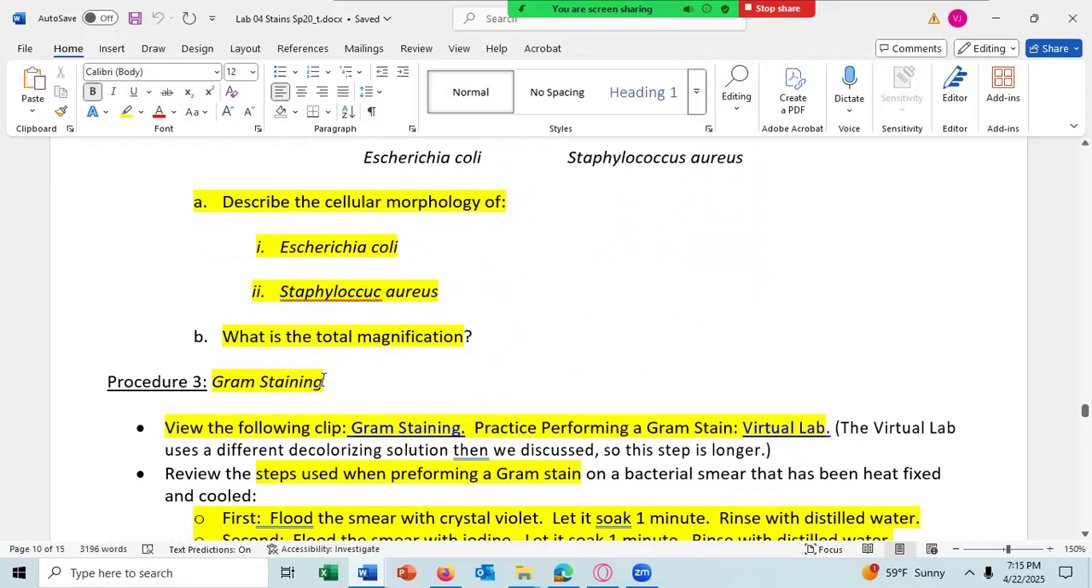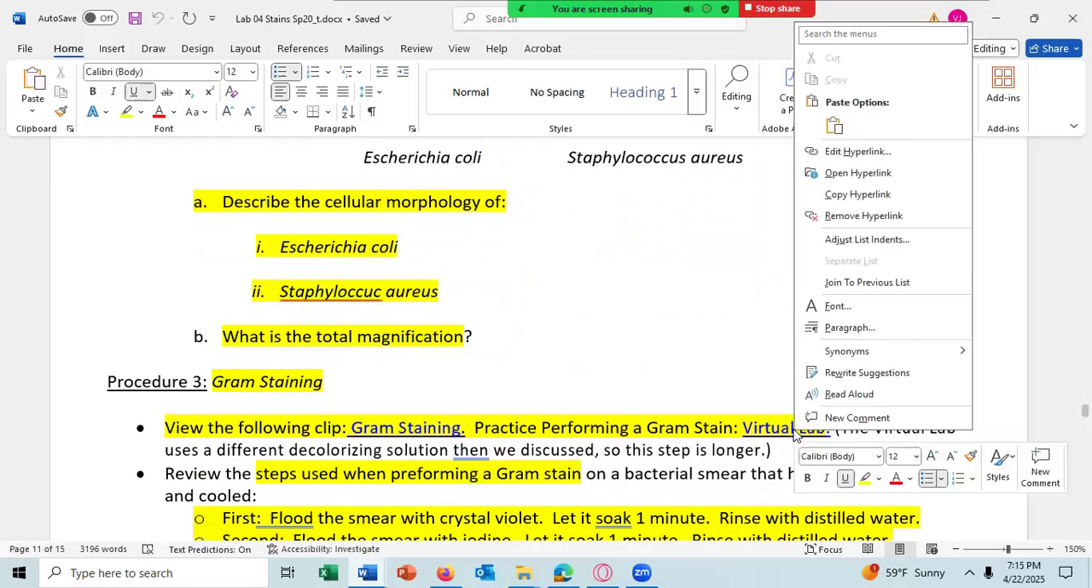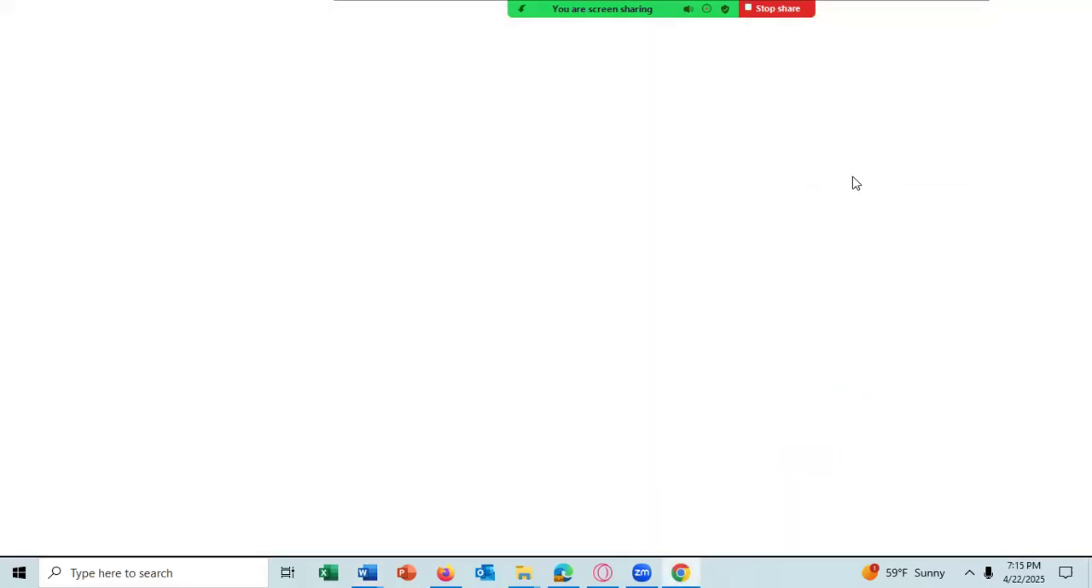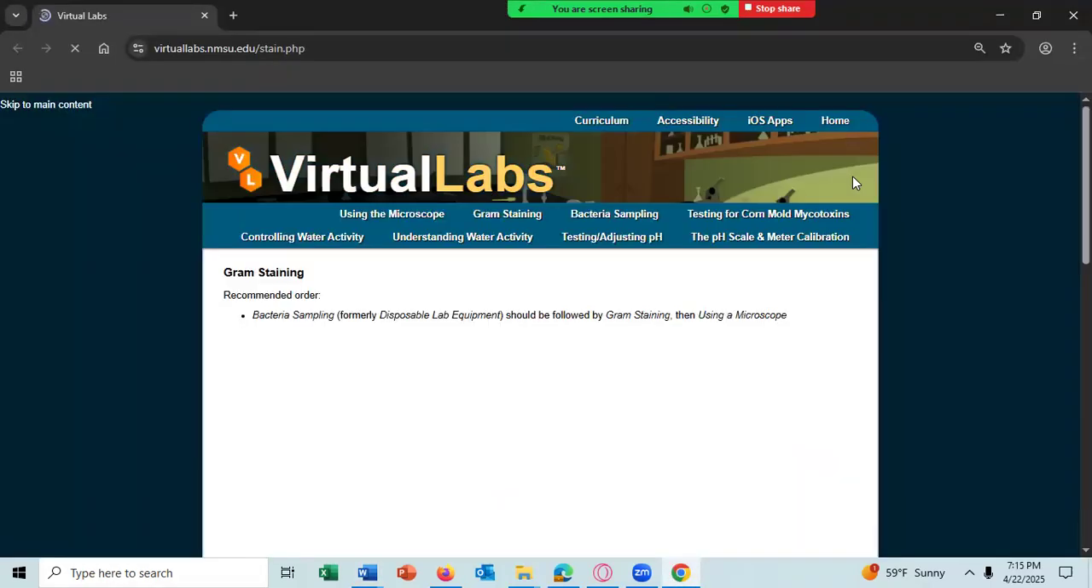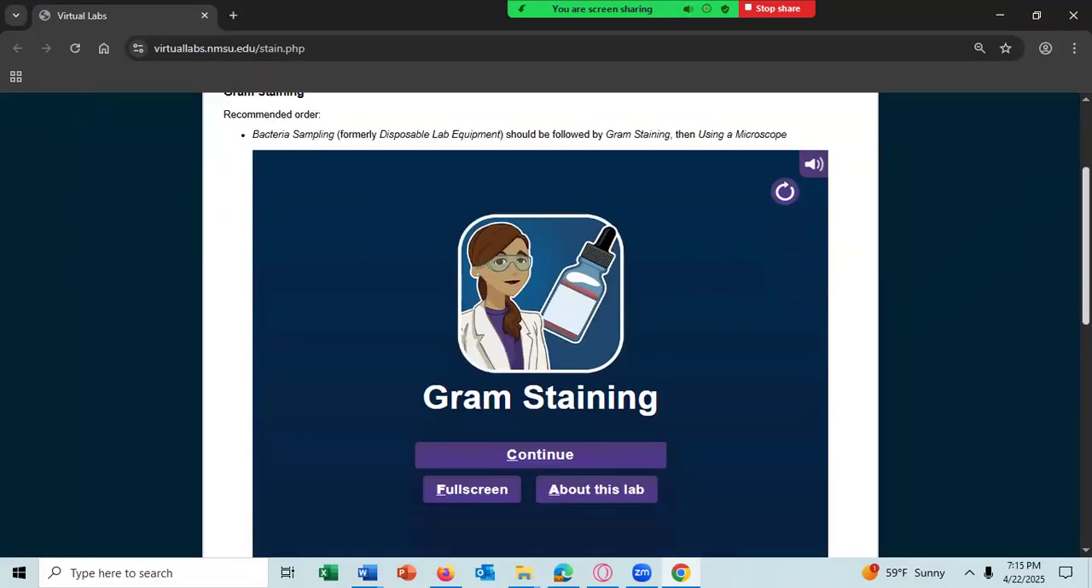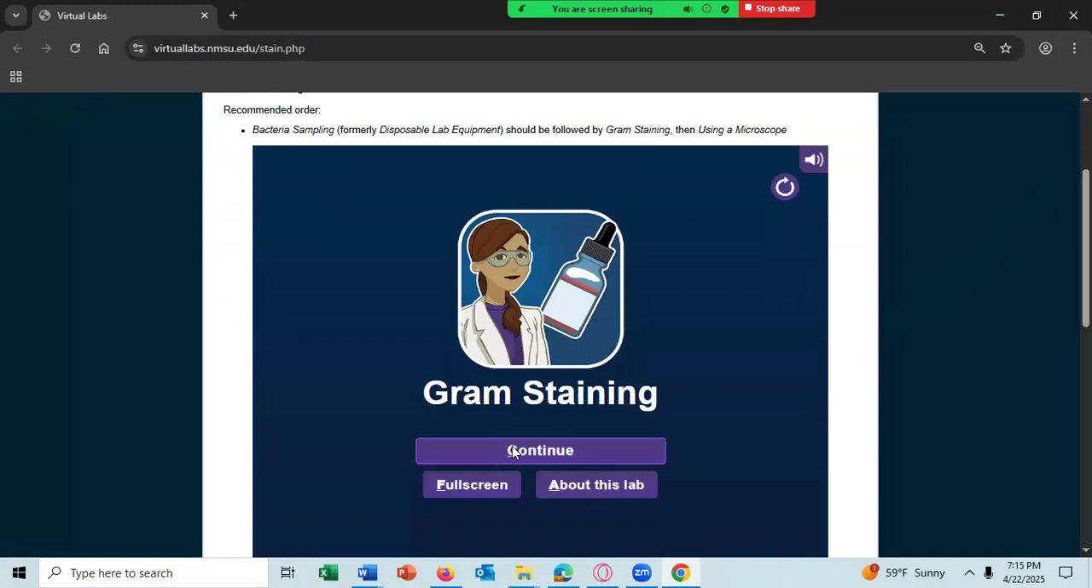All right, procedure 3, we're going to look at the gram stain. There's a video to watch on the gram stain, and then you're going to perform the virtual lab on the gram stain. See if I can get that to go. Let's go that way. Get it to run. Hit continue.